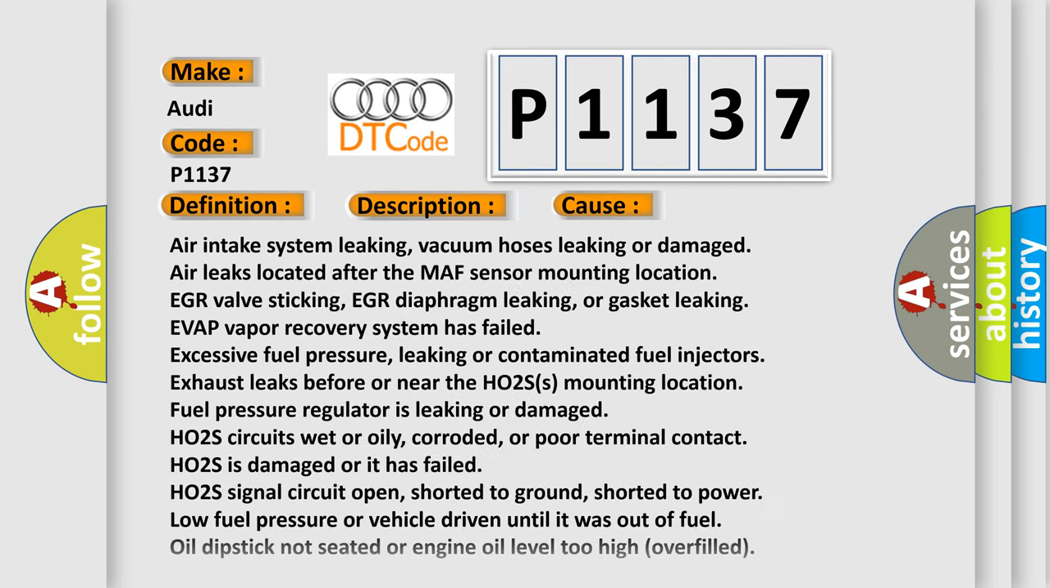This diagnostic error occurs most often in these cases: air intake system leaking, vacuum hoses leaking or damaged, air leaks located after the MAF sensor mounting location, EGR valve sticking, EGR diaphragm leaking, or gasket leaking, evap vapor recovery system has failed, excessive fuel pressure, leaking or contaminated fuel injectors, exhaust leaks before or near the HO2S's mounting location, fuel pressure regulator is leaking or damaged, HO2S circuits wet or oily, corroded, or poor terminal contact, HO2S is damaged or has failed, HO2S signal circuit open, shorted to ground, shorted to power, low fuel pressure or vehicle driven until it was out of fuel, oil dipstick not seated or engine oil level too high, overfilled.